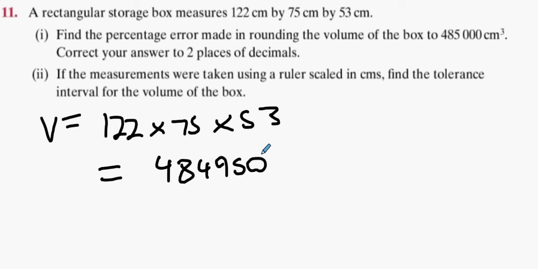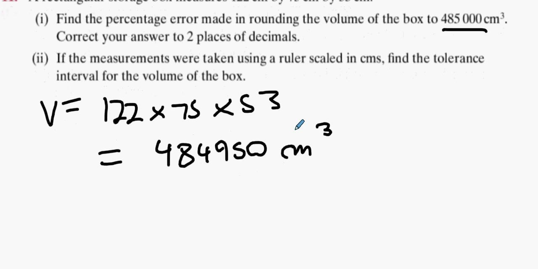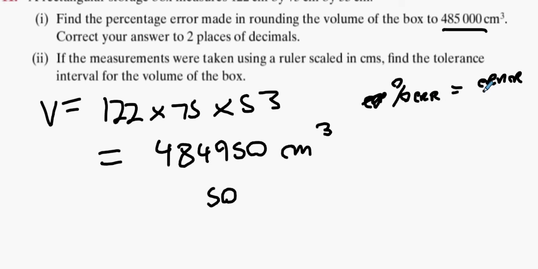Okay, now, lads, that's how much volume we got. Okay, now what's the error? So take the two of them away from each other. So what's the error? 5,000. Oh, sorry. It's just 50 centimeters, is it? So your percentage error is your error over your true value. It's your error divided by your true value multiplied by 100.